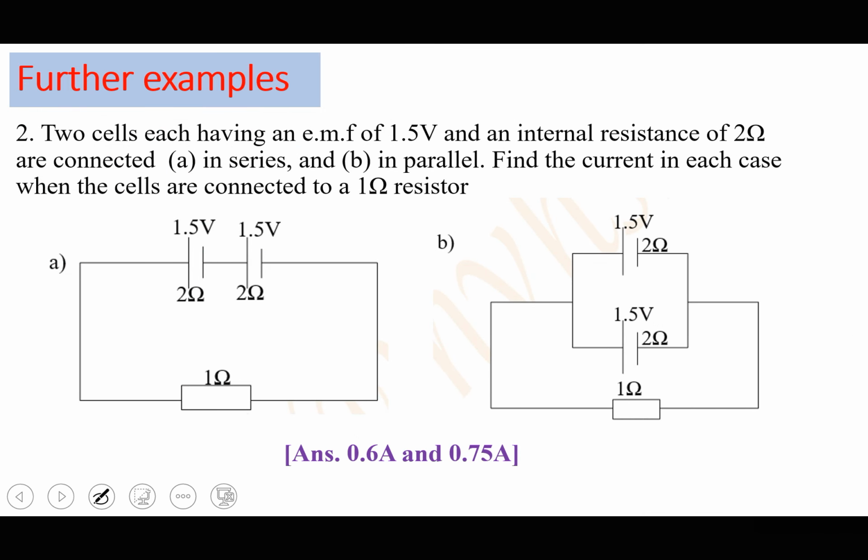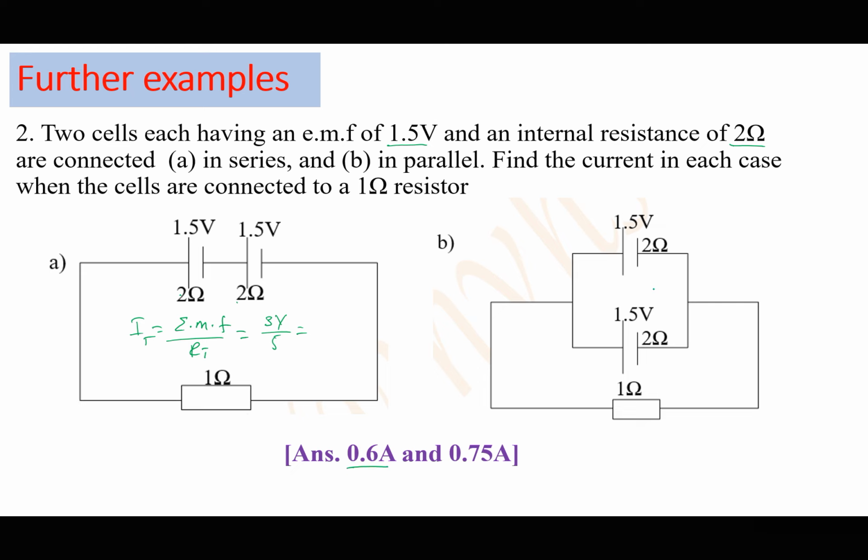Two cells each have an EMF of 1.5 volts and internal resistance 2 ohms. They are connected in series and in parallel. Find the current in each case. Just to recall, current equals the EMF divided by total resistance. That is total current. Here the batteries are in series, so the EMF is 3 volts. The resistors are in series, so total resistance is 2 plus 2 plus 1, which is 5. So that gives us 0.6.